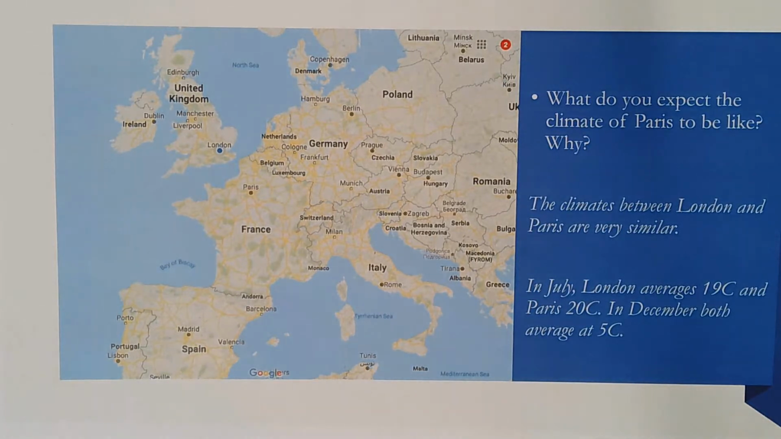Obviously on some days it does, like we've had freezing temperature before half term, and in the summer we can sometimes get quite hot weather. But in general it is not too hot and never too cold either. So in July, London would average 19 degrees and Paris would average 20 degrees. And in December or in the winter, both average at 5 degrees Celsius. So they're very similar in terms of their climate. They both have a temperate climate, and then the weather within their climate is quite similar too.